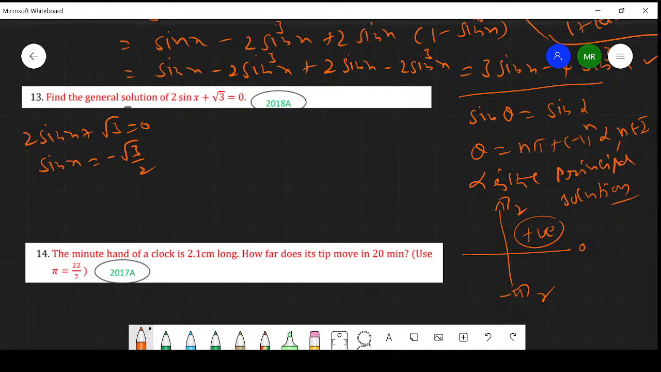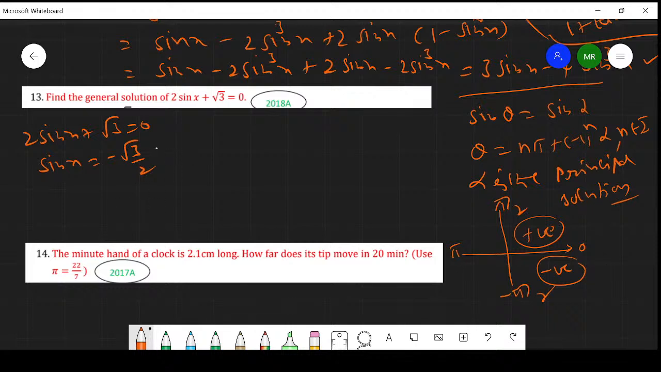When sine is negative, the alpha should lie between minus pi by 2 to 0. This is pi, this is 3, this is the angle, 0 to pi by 2, pi, this side. You understood that? I have written this is first quadrant. When sine is positive, the principal solution should lie between 0 to pi by 2. When sine is negative, the principal solution should lie between minus pi by 2 to 0.